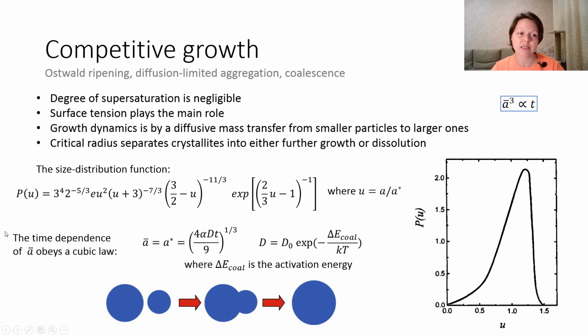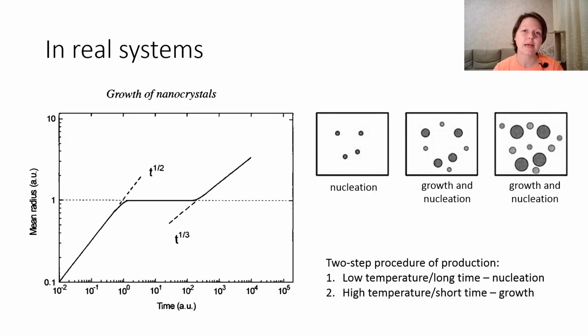The time dependence of mean radius at this stage obeys a cubic law by these equations. This means that the number of crystallites decreases as time to the power of minus one. But in real systems, we have such a situation when various stages may coexist, in particular nucleation stage and normal growth stage.